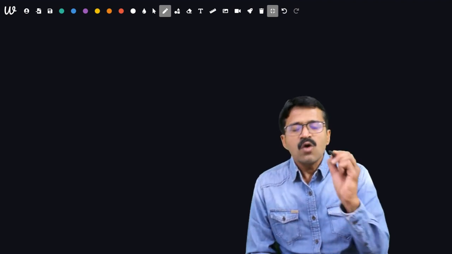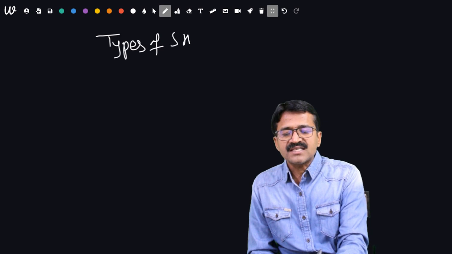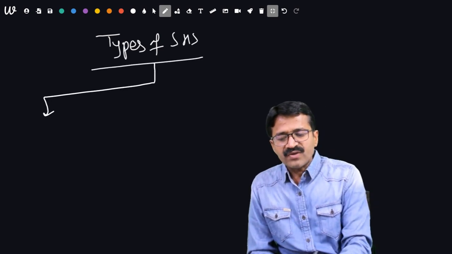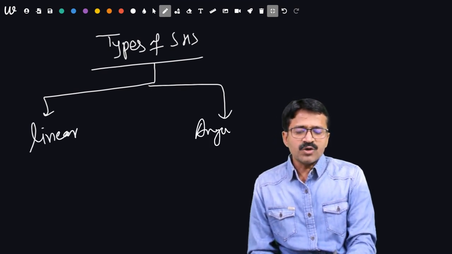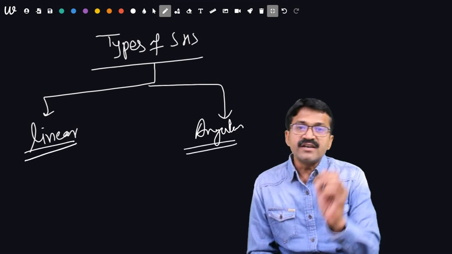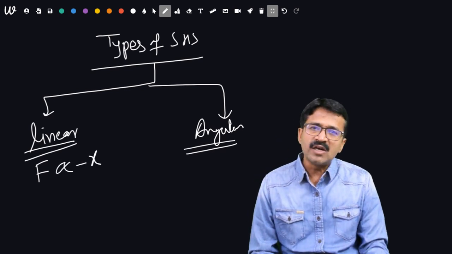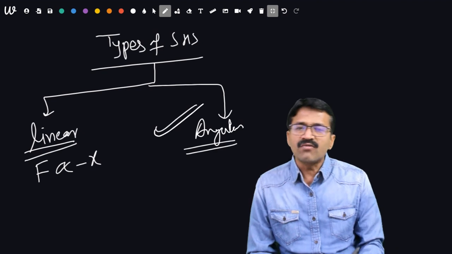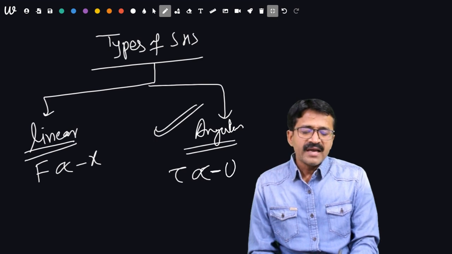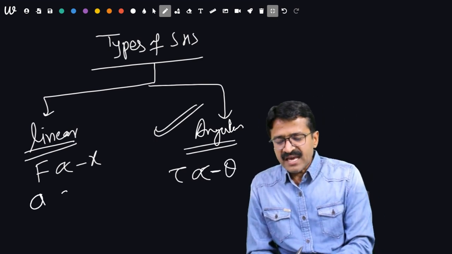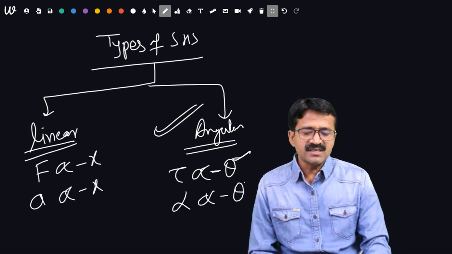The second question is, what are the types of SHM, simple harmonic motion? There are two types of SHM. First is linear and second is angular. Another question is, what is the condition of linear simple harmonic motion? Force should be directly proportional to the negative value of displacement. What is the condition of angular simple harmonic motion? Torque should be directly proportional to angular displacement. Then here A proportional to minus X, here alpha proportional to minus theta. Angular displacement is represented by theta.